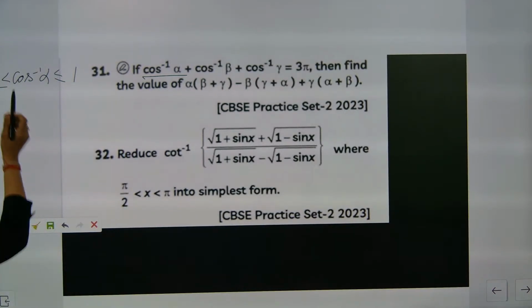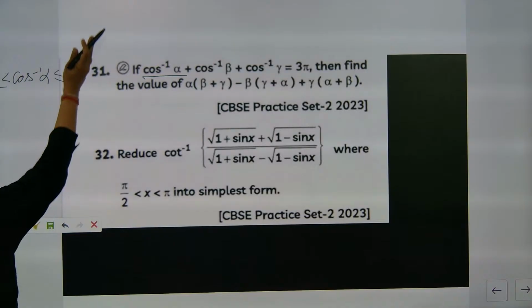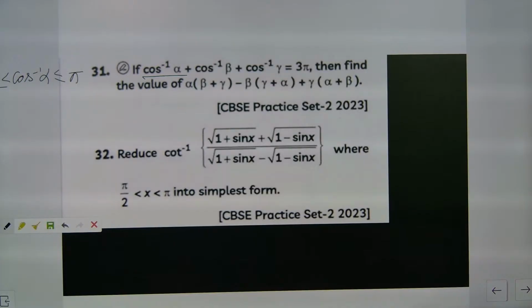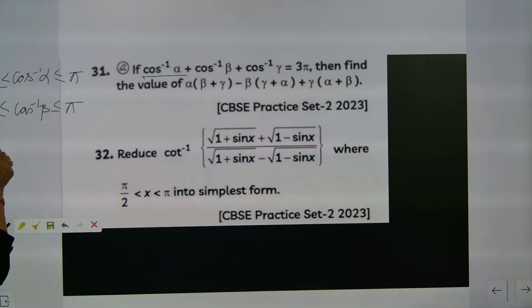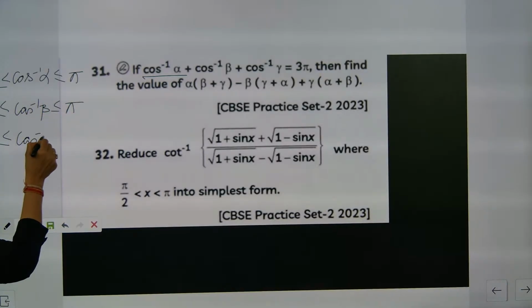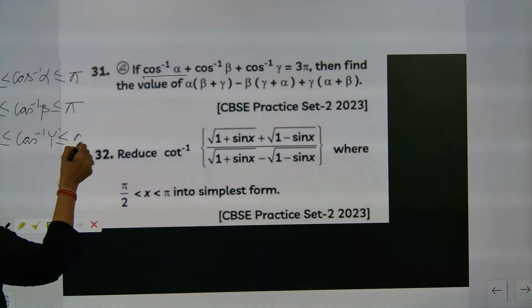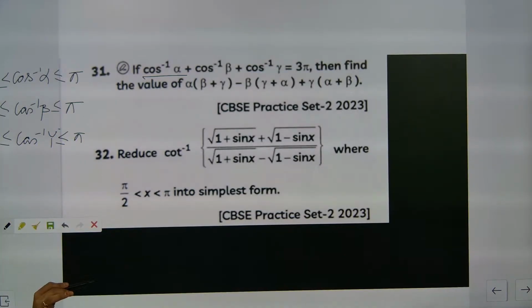That means what, beta? 0 to pi. What is the value? 0 to pi. Then again cos inverse beta will also lie between 0 to pi. Cos inverse gamma will also lie between 0 to pi. All the three will be lying between 0 to pi.